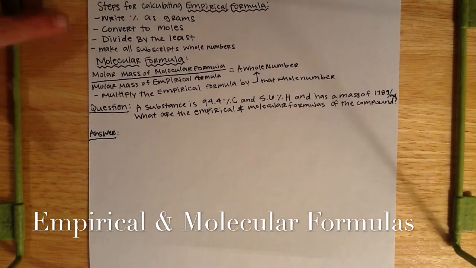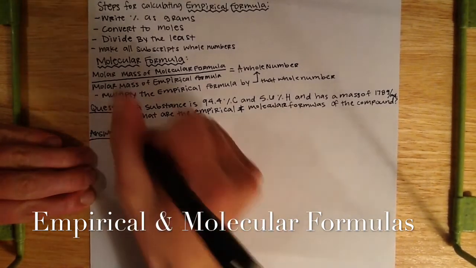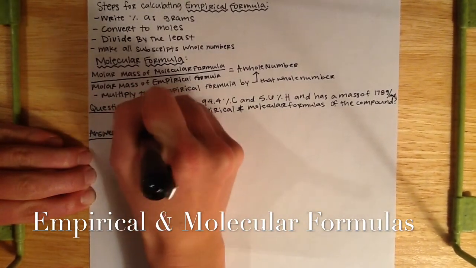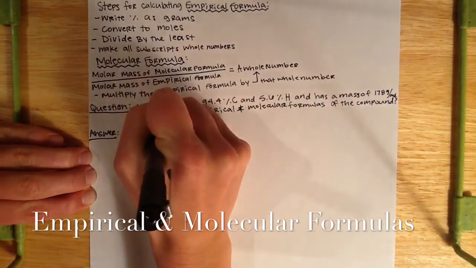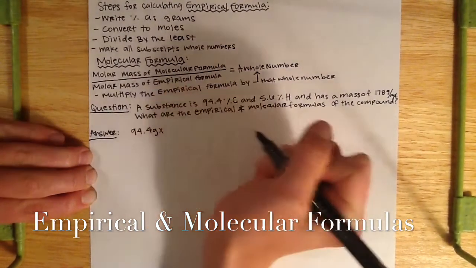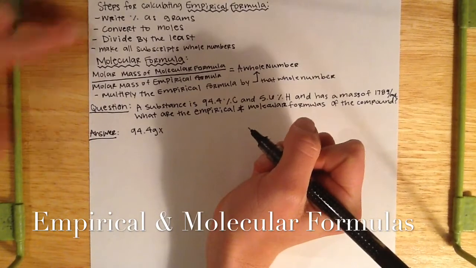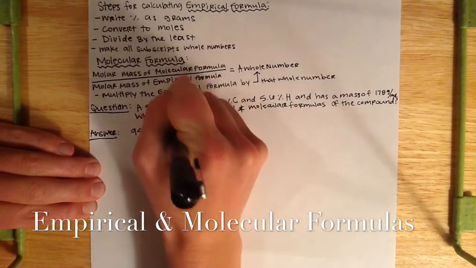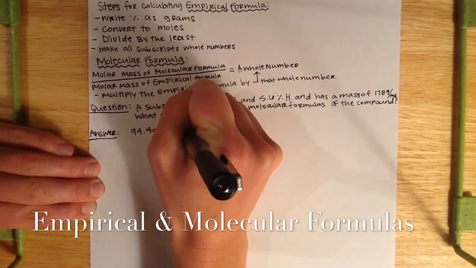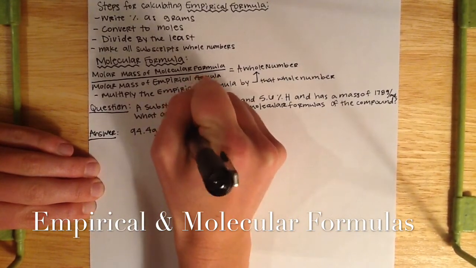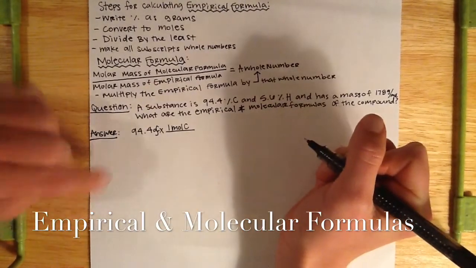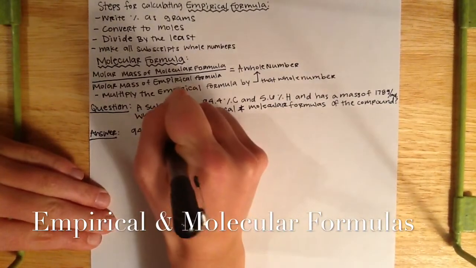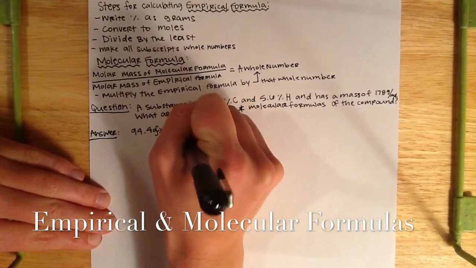So if we go back up to our steps, we write each percent as grams. So we're going to start with carbon. So we're going to take 94.4, which we get from here, and turn that 94.4% into grams. Okay, and we're going to convert that to moles, as our second step says. So we have 1 mole of carbon, and sorry, I should have put carbon here. The molar mass from the periodic table of carbon is 12.01 grams of carbon.